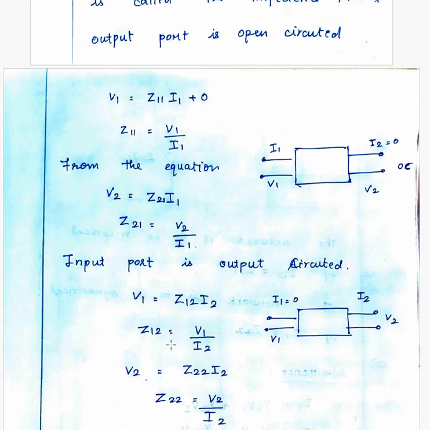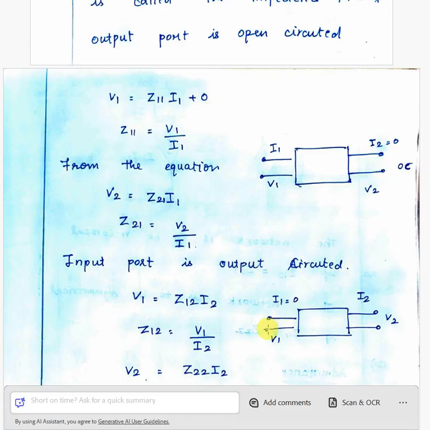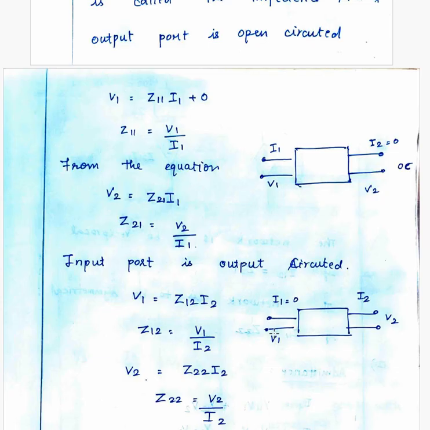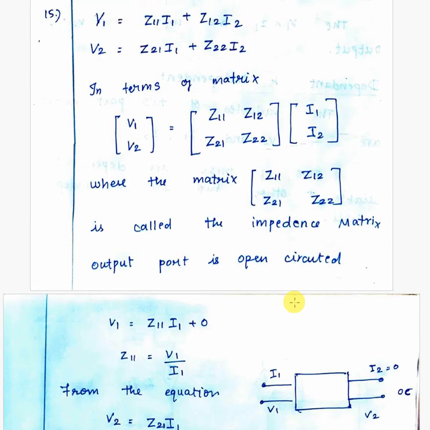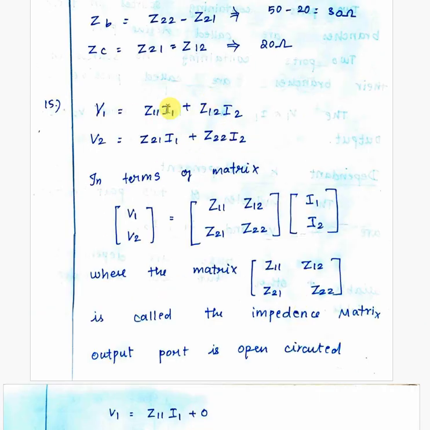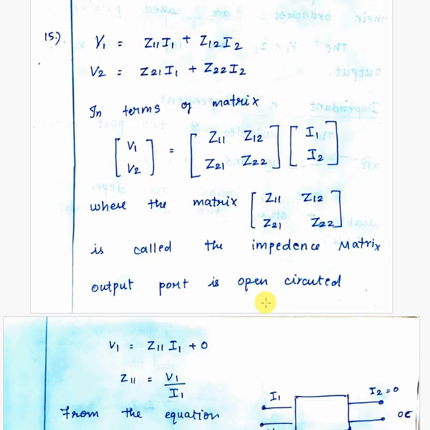In the next step, we are going to open circuit the input terminal. So the current value will be 0, I1 equal to 0. Now we substitute this value again in equations 1 and 2. We substitute the I1 value as 0, and then we can easily find the value of Z12. Then we substitute the same value in equation 2 also, and we can easily find the value of Z22.